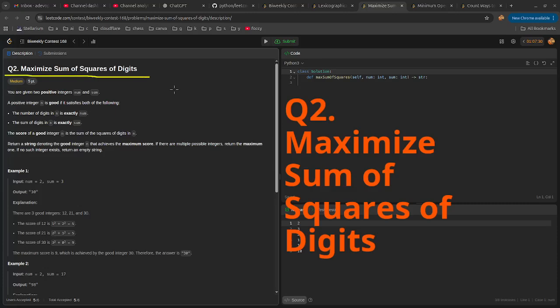LeetCode Biweekly Contest 168, question number 2. Maximize sum of squares of digits.